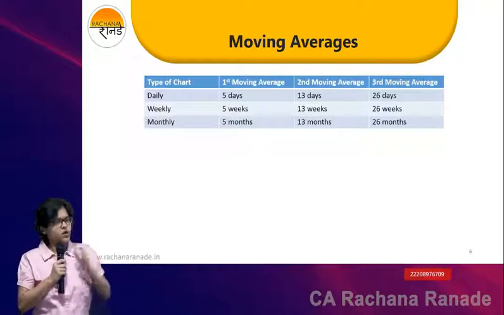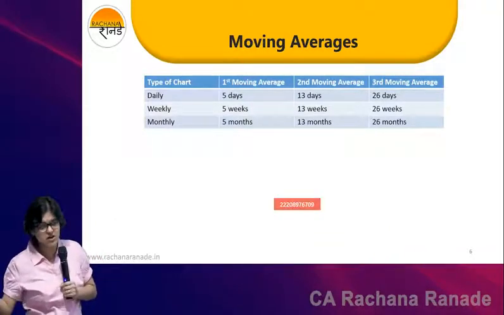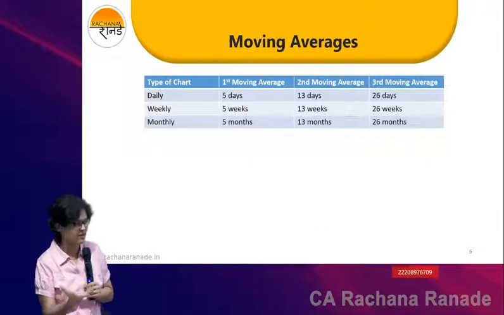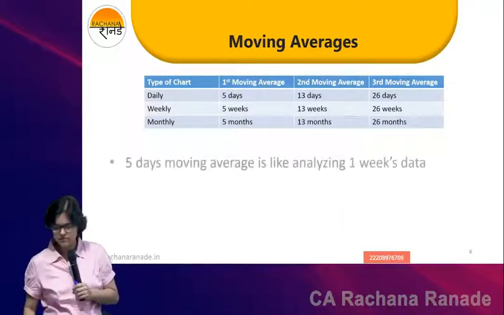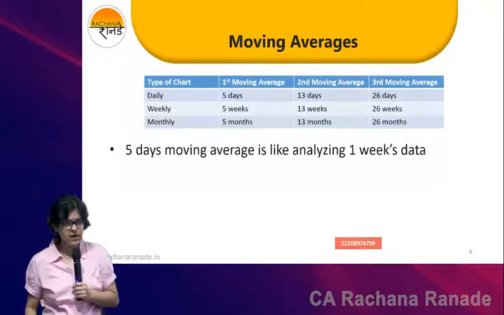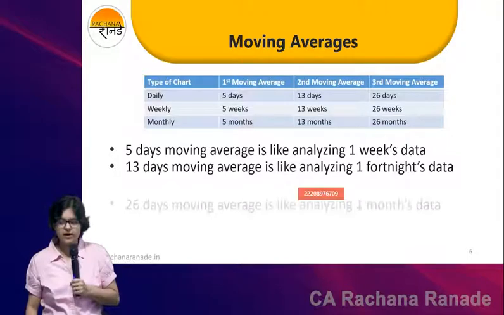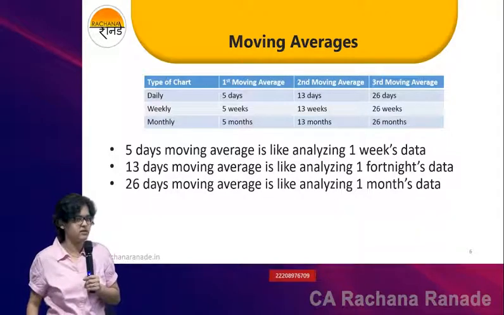Is this okay? So why I'm clearing all these things, when I start taking charts, then again I'm not going to tell all these things. We are building the basic right now. Okay. That's what we discussed. 5 days moving averages, like analyzing 1 week's data. 13 days, 1 fortnight data, and 26 days is almost 1 month's data.